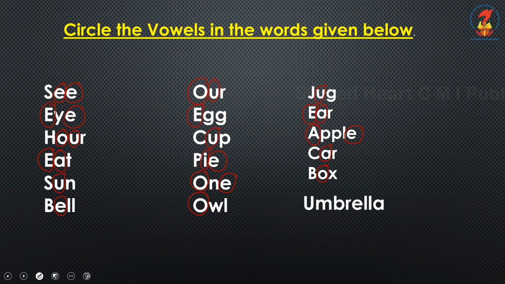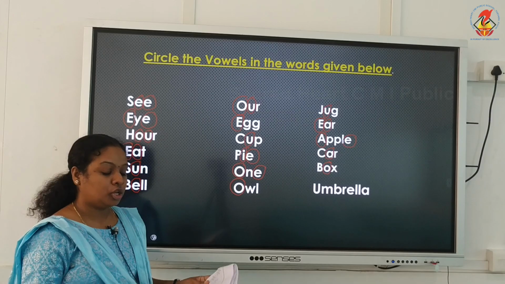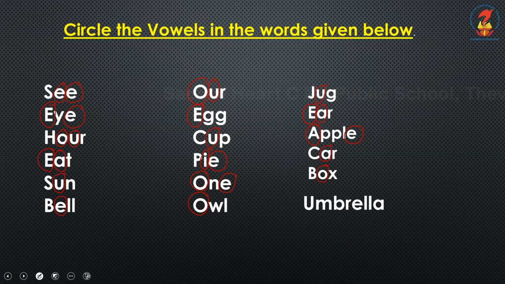And the last one is umbrella. So which are the vowel letters, children? Is the U a vowel? Okay, so you have to circle. Is the M a vowel? It's a consonant. Okay, and B is also a consonant. R is a consonant, then E is a vowel. So what do you have to do? Have to circle it. Circle E. And what about this LL? It's a consonant. And the last letter is what? A. A is a vowel. So you have to circle A.